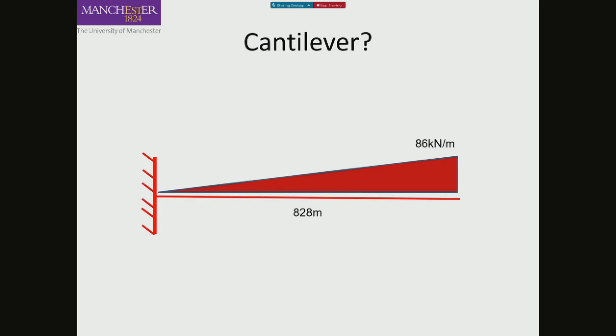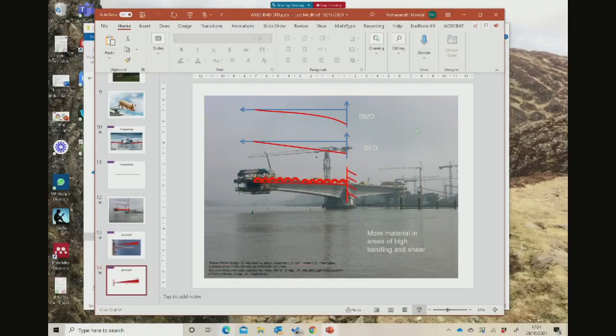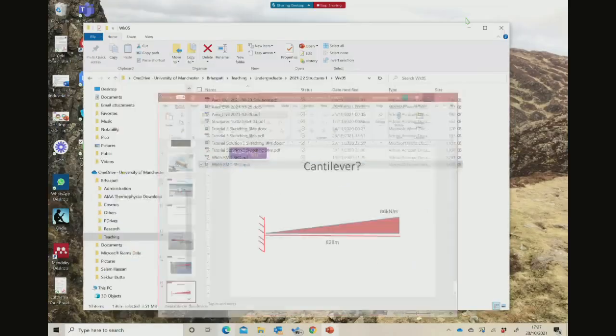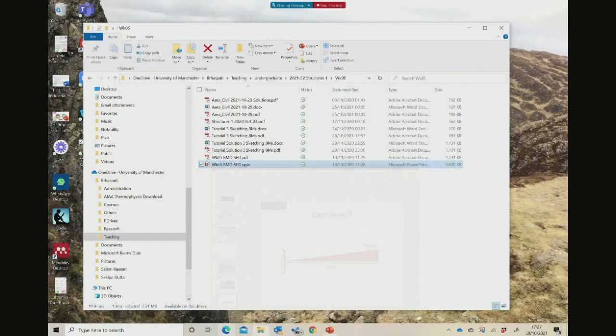Okay, so that's the end of the formal presentation. What I'm going to do next is answer a few of your questions before I go on to describe more about the bending moment and shear force diagram. So if I go to the document, okay, the questions some of you have asked me are as follows.